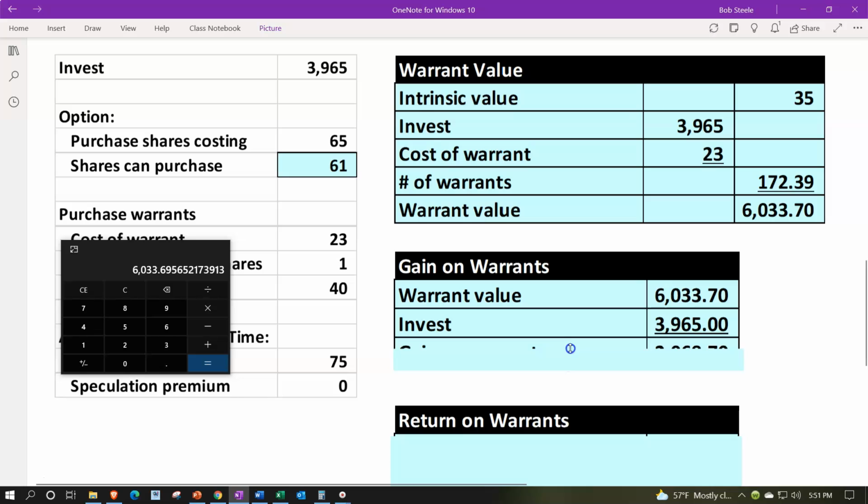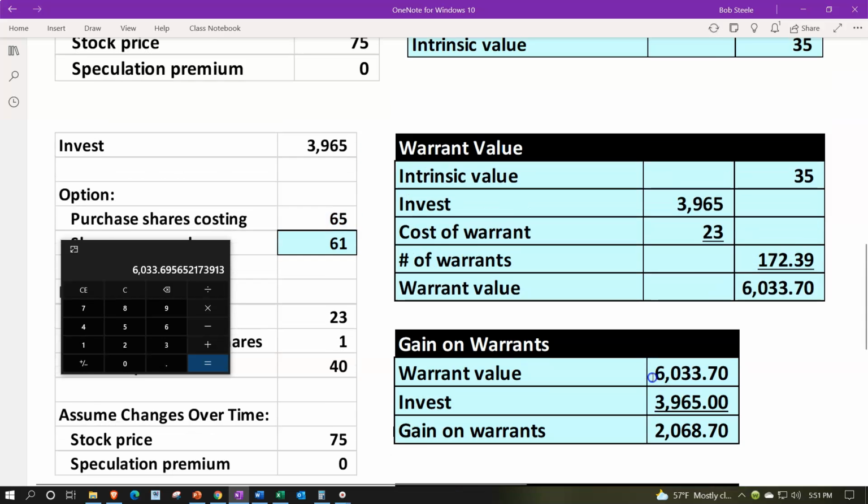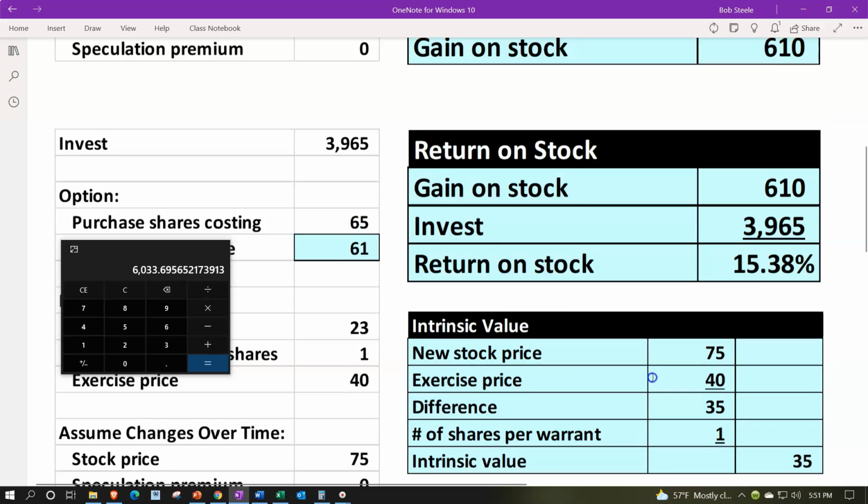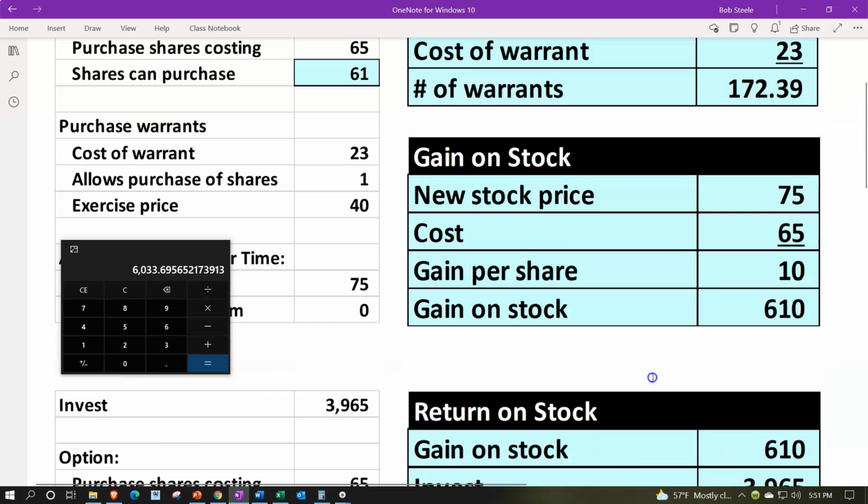So the gain on the warrants then, if we take that warrant value that we just calculated, and then compare that to the investment amount, the amount that we invested, same amount that we figured we invested on the stocks, that gives us the 3,965. That means we have a gain on the warrants of the 2,068.70. Now, once again, we can compare that 2,068.70 to the gain that we calculated if we had invested the same amount in stocks, and we can see that it is higher here.